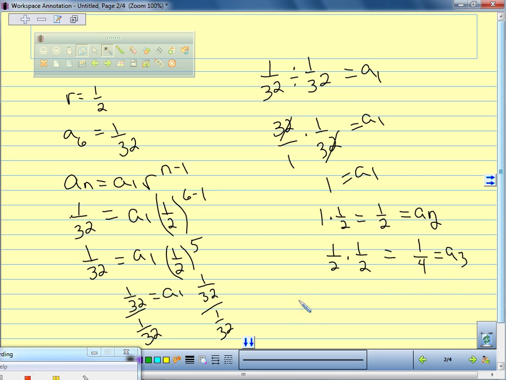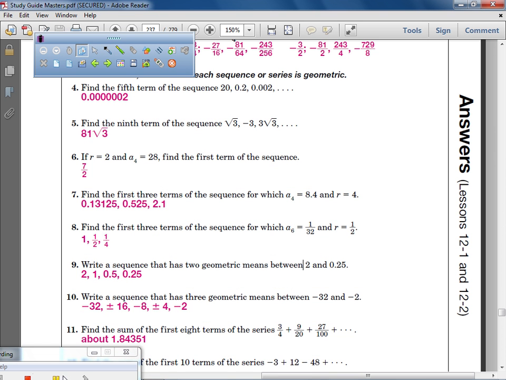Okay, so just to clean this up a little bit, a sub 1 is equal to 1, a2 is 1/2, a3 is 1/4. And then if we did a sub 4, it'd be 1/8, and so on. But that's the first three terms in this particular sequence.